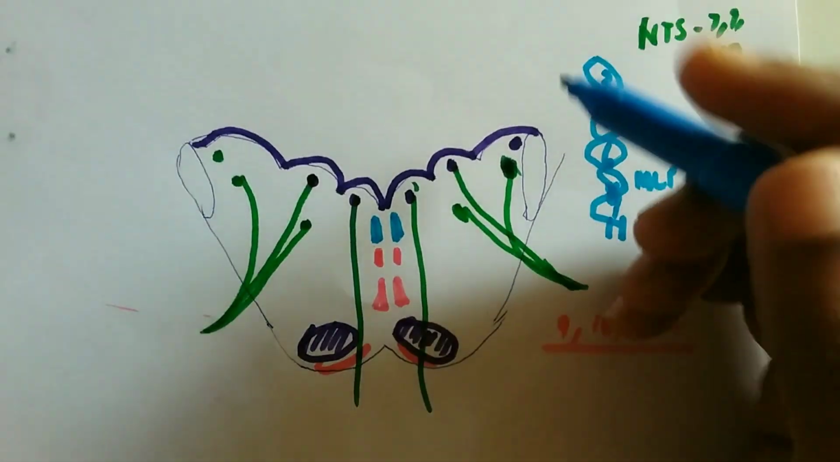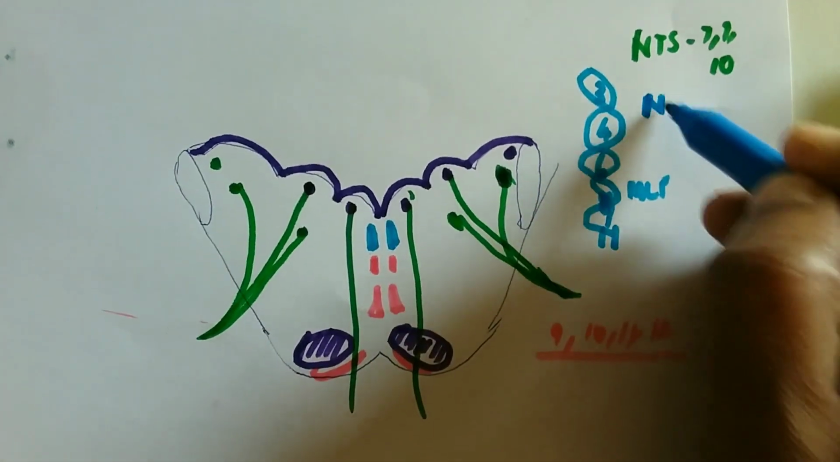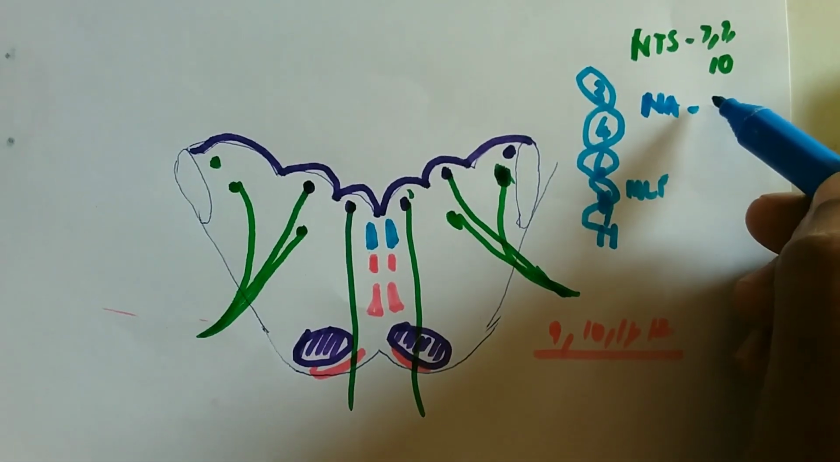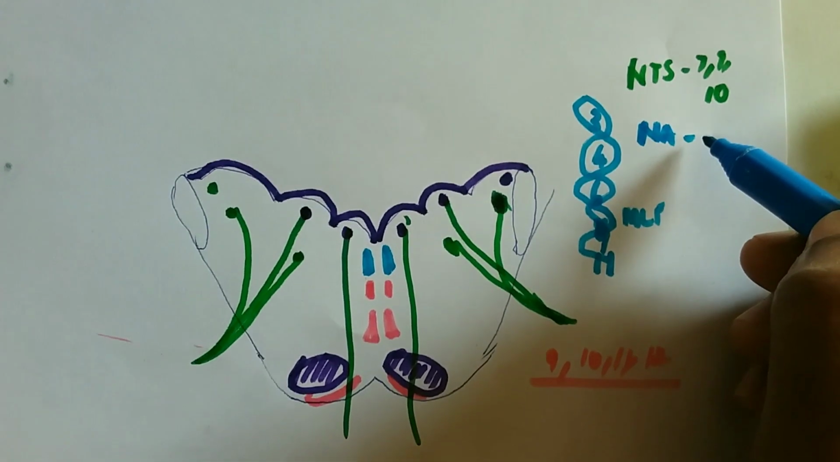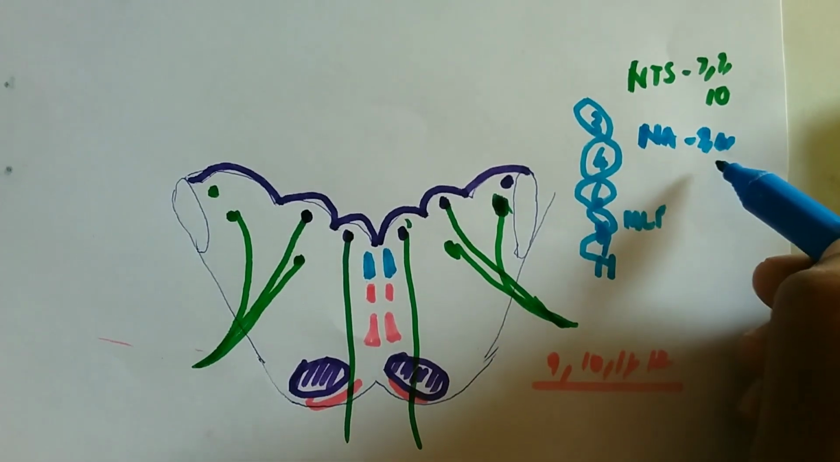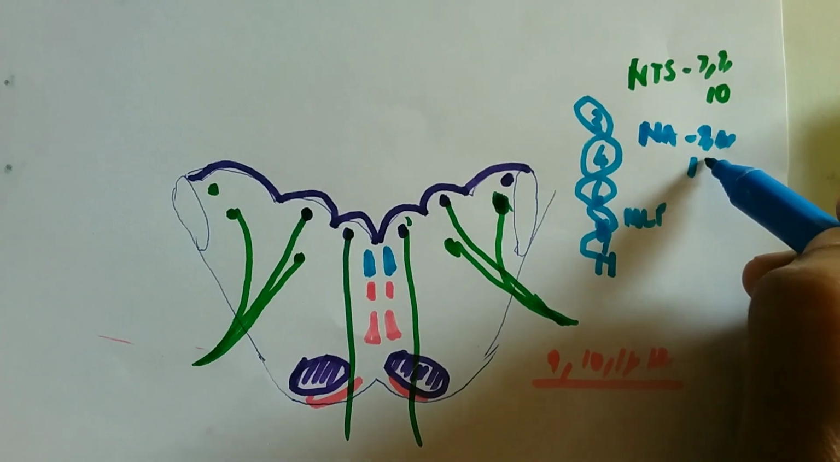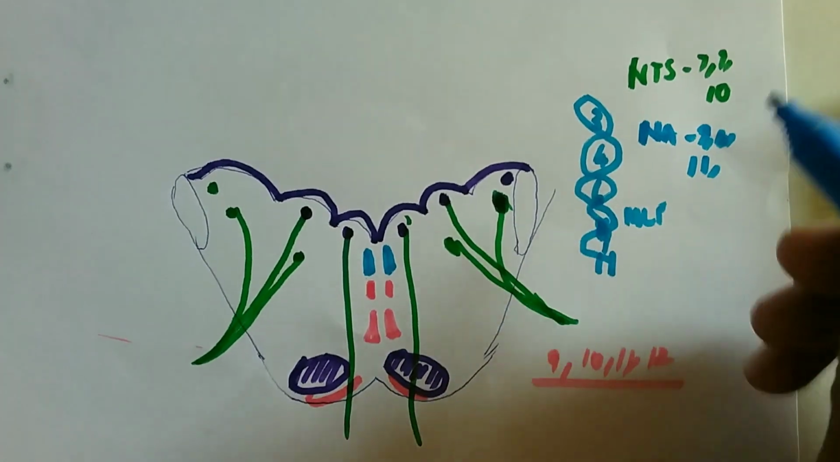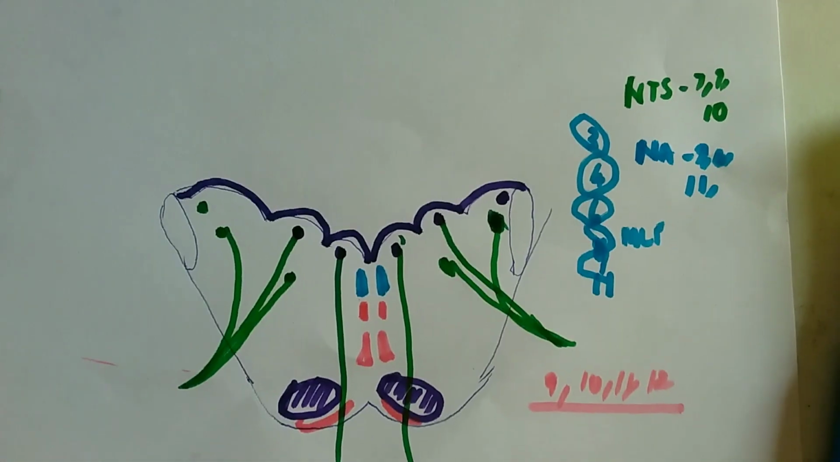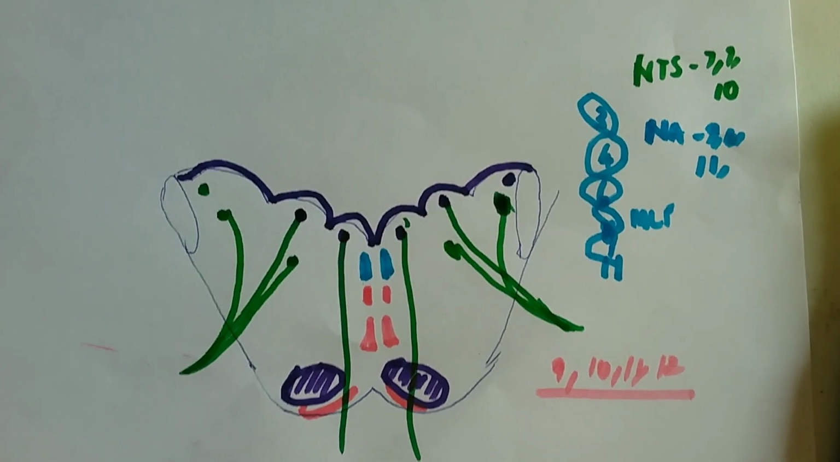So what is nucleus ambiguus? Nucleus ambiguus is a motor nucleus which gives fibers to the 9th nerve, 10th nerve and cranial root of accessory. It means the 11th nerve. Okay, these 3. So nucleus ambiguus is motor, nucleus tractus solitarius is sensory.